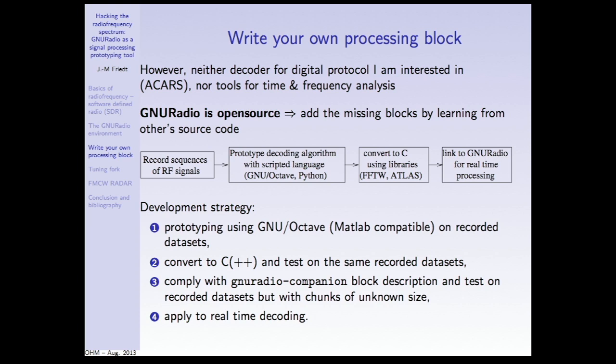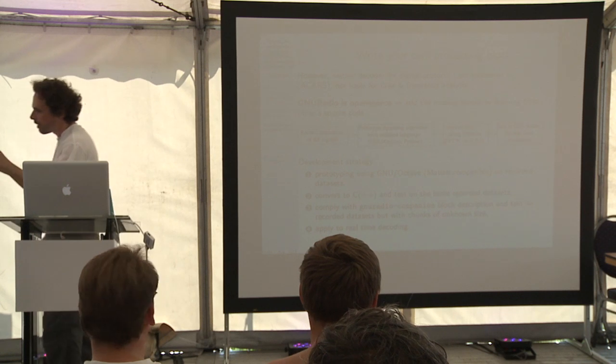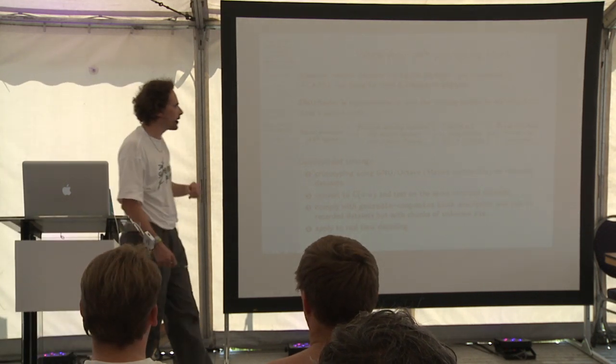So you record a few signals, then you prototype your decoding algorithm. Being a signal processing person, I'm most familiar with MATLAB or its open source version, GNU Octave. If people are familiar with Python, Python has now implemented most of the MATLAB functionalities, with NumPy and SciPy, numerical Python and scientific Python. Python is very nice, because the blocks you write in Python are mostly compatible with GNURadio. So you prototype first using a scripting language such as GNU Octave or Python. Then you transpose from this interpreted script into a compiled C program. That takes some time, because a single line of MATLAB can be many, many lines of C.